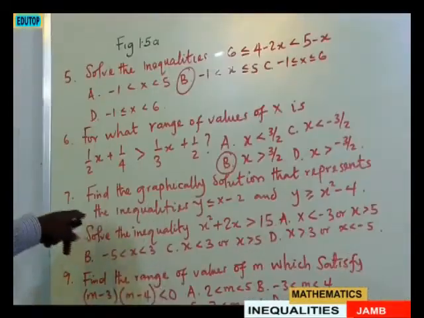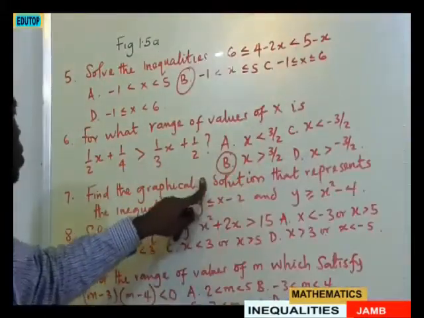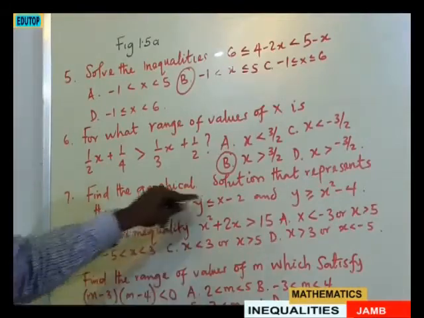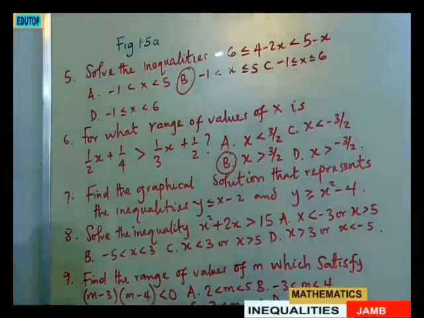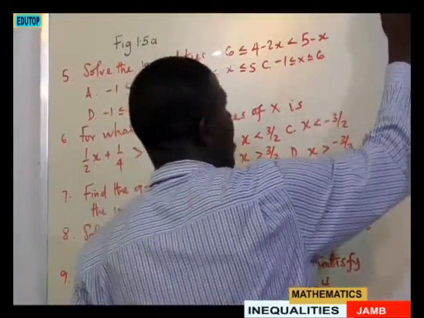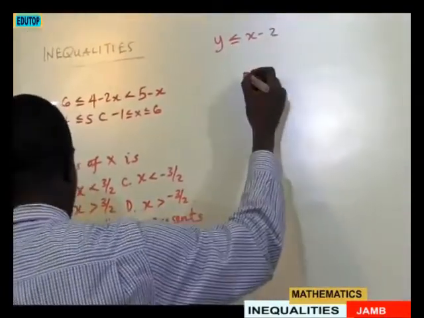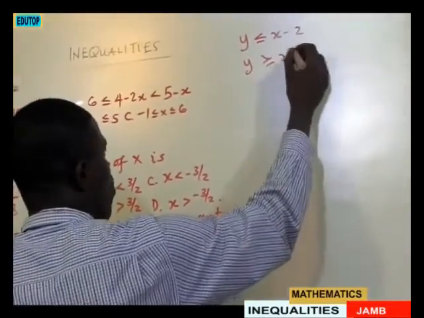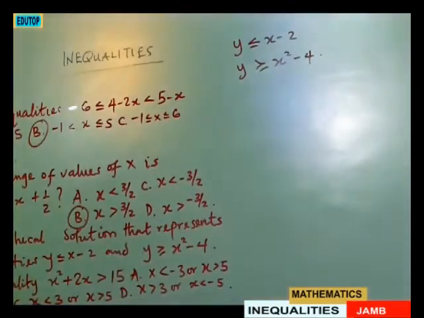Question 7 is the most tricky of the questions that we have got here. Find the graphical solution that represents the inequalities. So the question asks us to find the graphical solution that represents the inequality. Look at what you have. You have y less than or equals to x minus 2. You also have y greater than or equals to x squared minus 4. Look at this. It's the most tricky of what you have got.